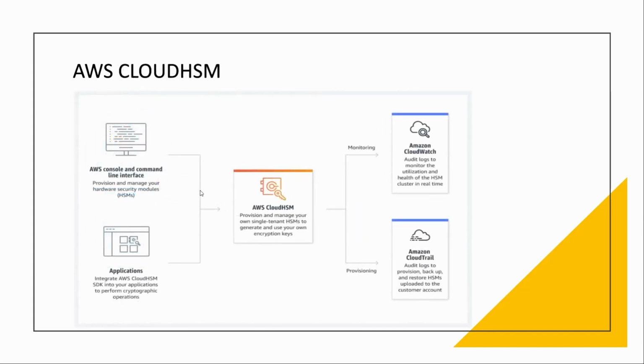Now coming to CloudHSM. So CloudHSM is basically for when you want to perform cryptographic operations on your key management and all. CloudHSM provisions and manages your own single tenant HSM. HSM is hardware security module to generate and use your own encryption keys. And it monitors using CloudWatch and provisions audit logs to provision, backup and restore HSM to upload it to the customer account. This all it does by the CloudTrail service.